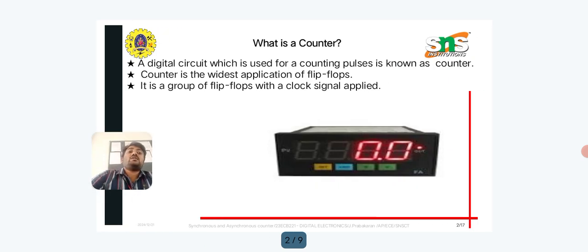Counters are sequential circuits that count clock pulses and generate output in a specific sequence. A digital circuit which is used for counting pulses is known as a counter. Counter is the widest application of flip-flops. It is a group of flip-flops with a clock signal applied.